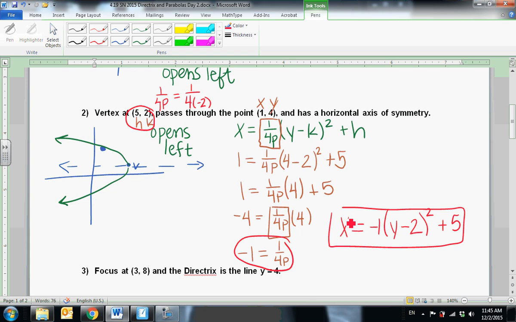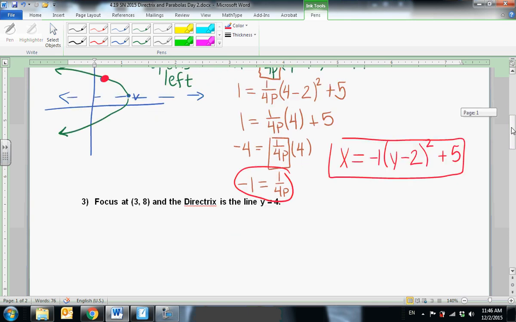Why does that show that whatever points they give you is the point that you used to pick? Because it says passes through the point, which means that it's a point on the parabola. Okay? And in this equation, x and y represent points on the parabola. Every ordered pair that fits would be a solution to that equation. Okay? What other questions do you have?